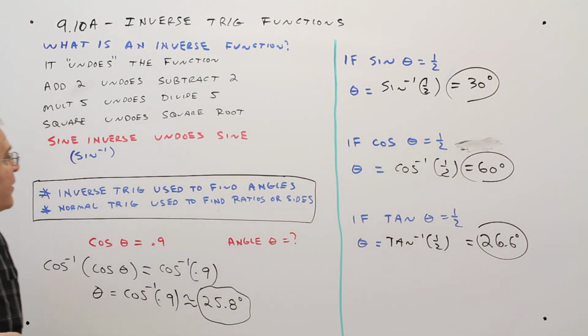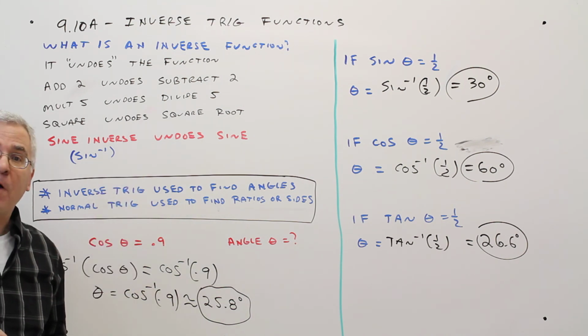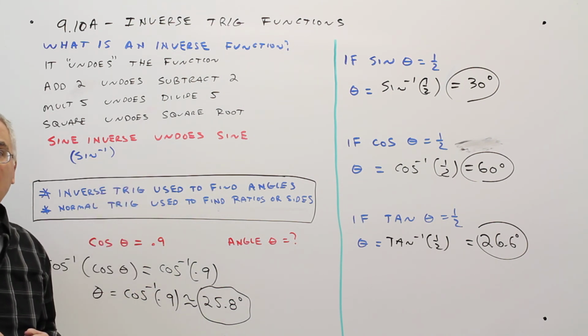So there you have it, how to use inverse trig functions to find the measure of an angle in a right triangle.